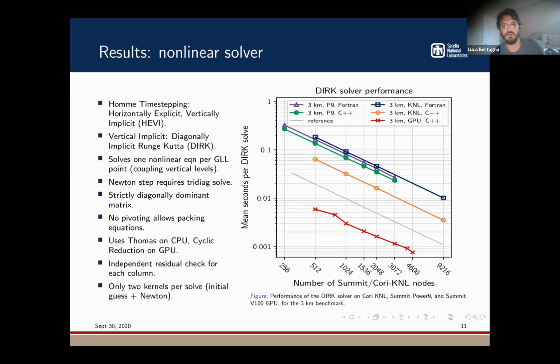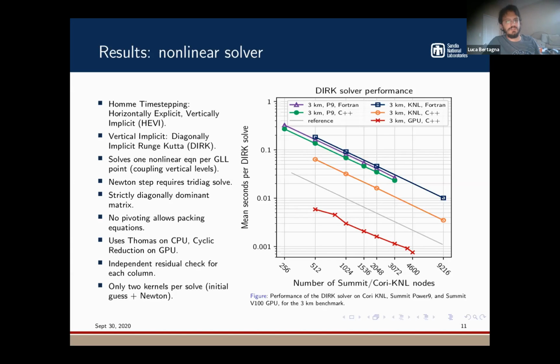I only showed a 3 kilometer benchmark here for all the 3 architectures and C++ and Fortran implementation. We observed that on P9, we're slightly better than the original implementation. On KNL, we're noticeably better than the original implementation. On the y-scale here is no longer simulated years per day, but it's the mean seconds needed for each DIRK solve.